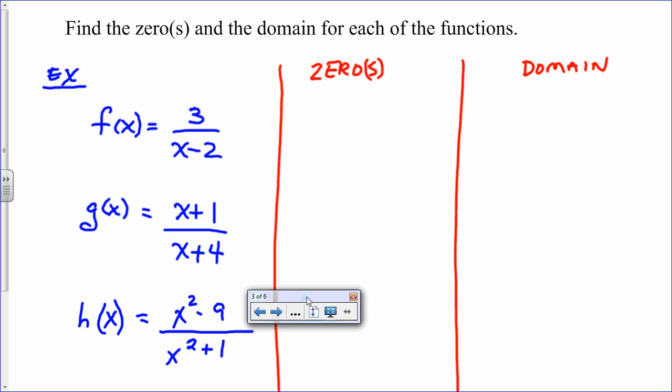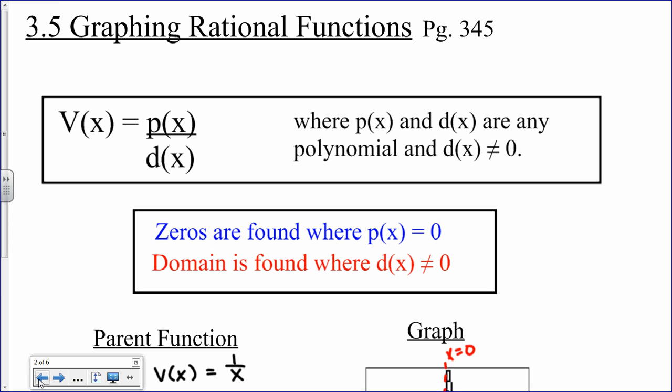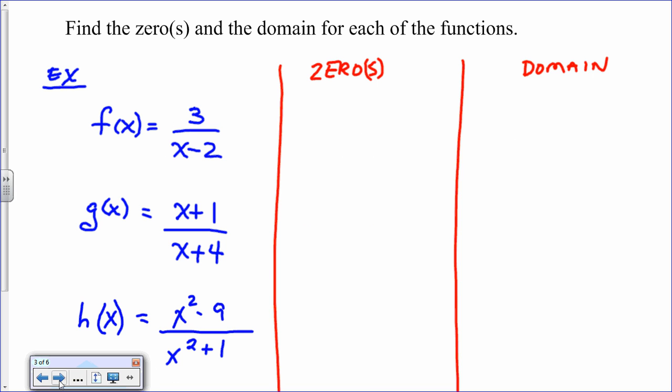So I want to take a few minutes to practice finding the zeros and the domain. Remember, the zeros are the zeros of the numerator, and the domain is where the denominator can't equal 0.